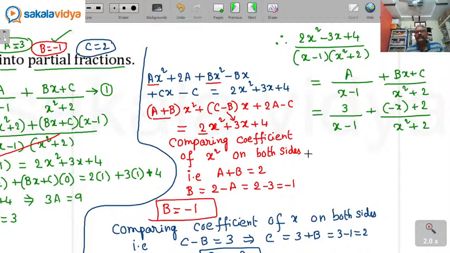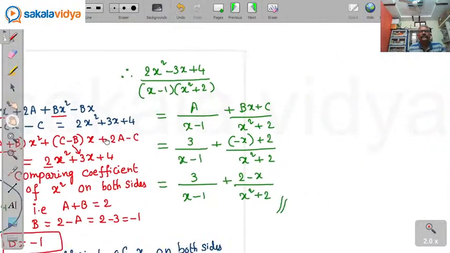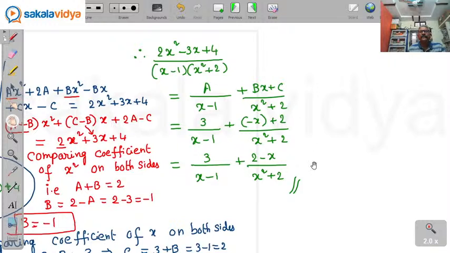This can be rewritten as 3 upon x minus 1. This is the last step you need to write. Plus 2 minus x upon x square plus 2. So these are the partial fractions. See, these are the partial fractions. So you check this one now. These are the required partial fractions.